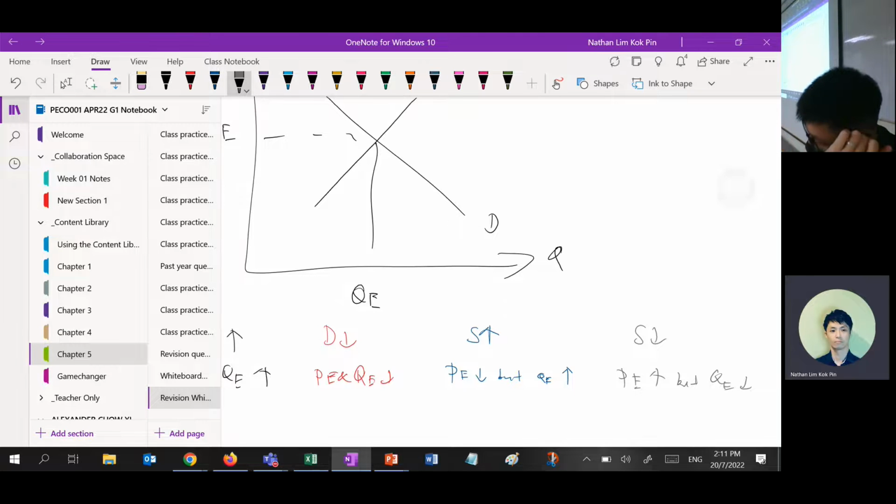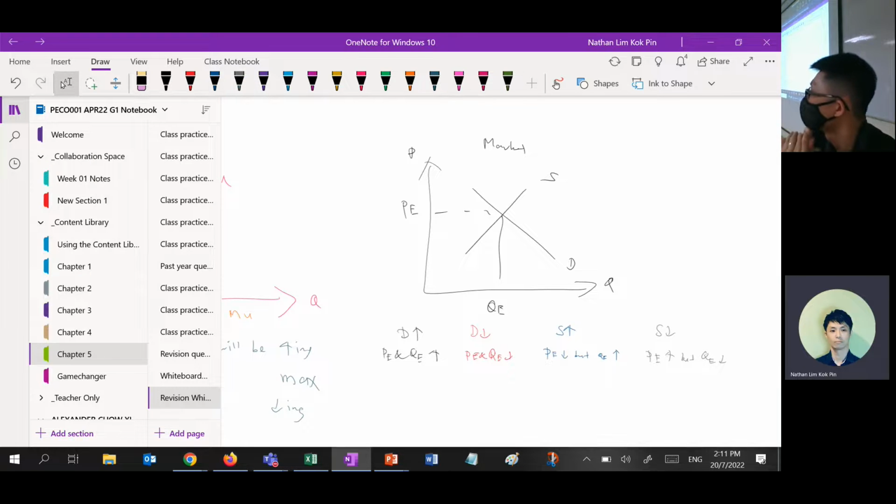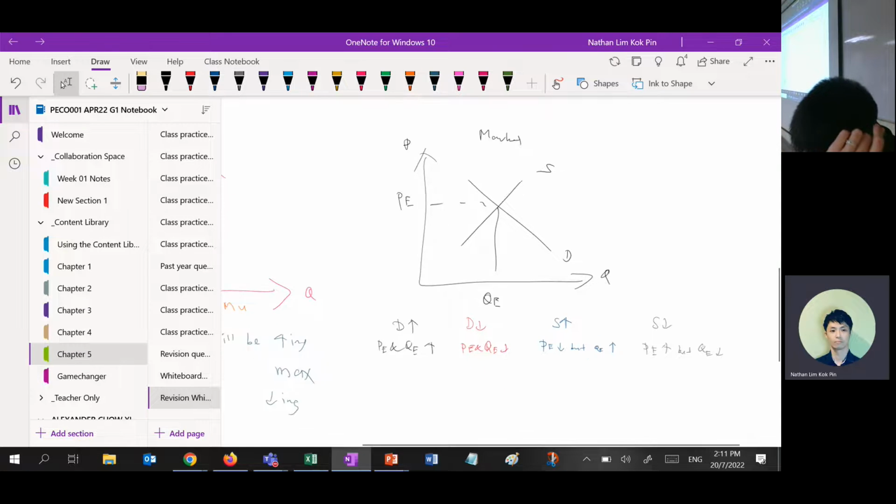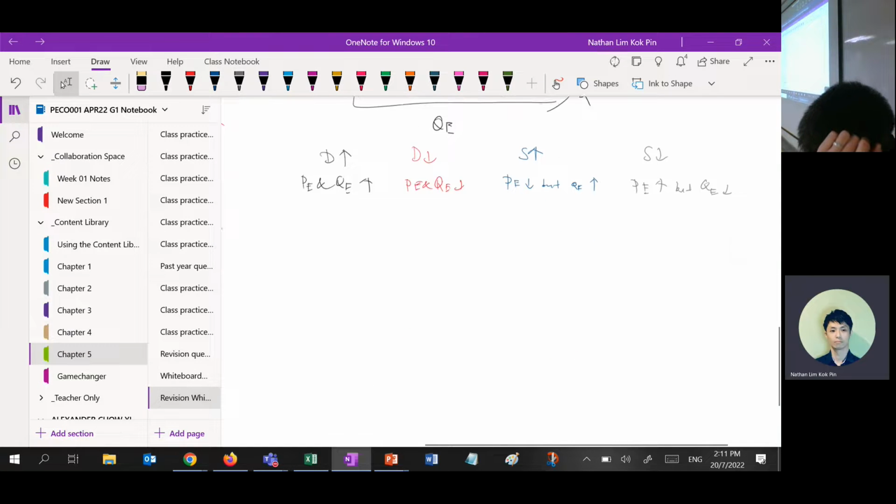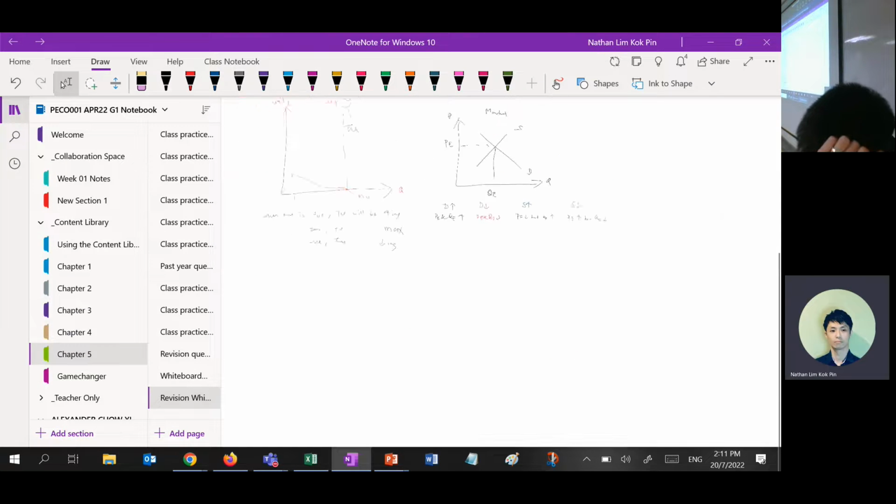That's the four types of market equilibrium that you will see in your exam paper, right? Four types of answers. Make sure you don't draw two demand, two supply, because you cannot predict whether it's a PE increase or QE increase or both increase or decrease. Okay? The one you draw yourself. Any question? No, right? Now we move on to elasticity.